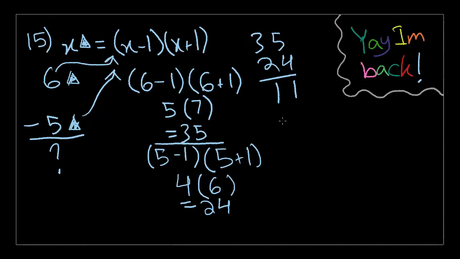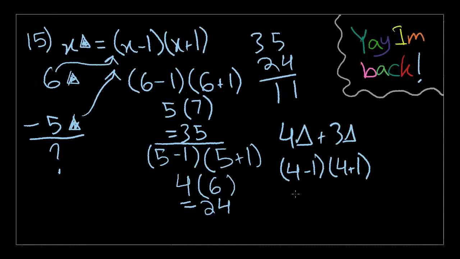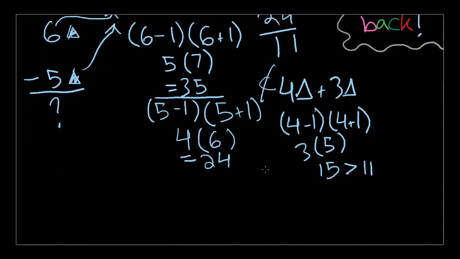So C is 4 triangle plus 3 triangle. If you work that out, it's 4 minus 1 times 4 plus 1, so it's 3 times 5, which is 15. We already know this isn't going to work because all the numbers in this question are positive, and 15 is already greater than 11. So this answer is not going to work out. Since it's not, let's go to something lower.